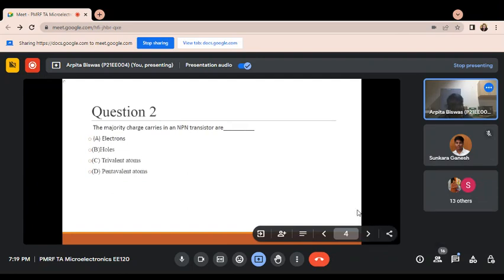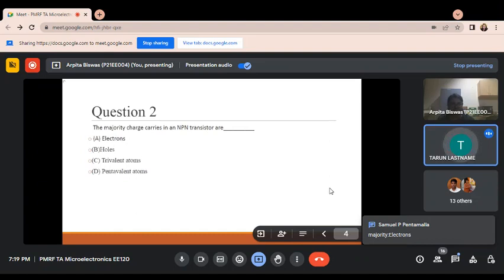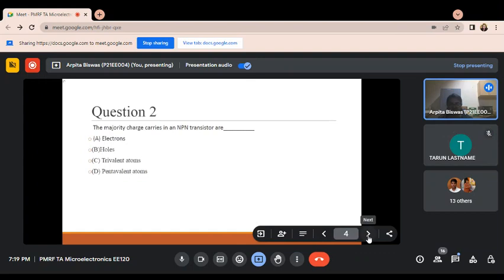Tarun, what is the right answer? Ma'am, it's electron. Okay. And the minority? Ma'am, holes. Okay, so next we are moving towards the next question. Question number 3. The number of depletion layers in the transistor is: the first option is 2, 3, 4 or 5.